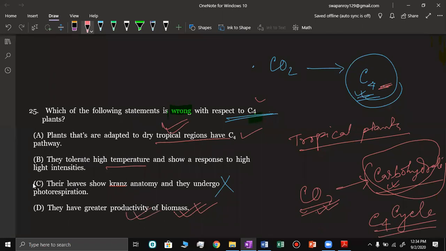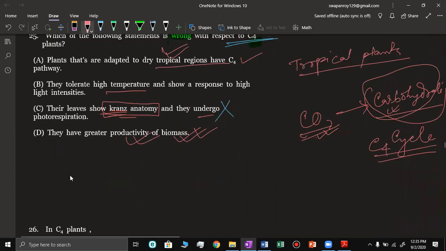The statement that their leaf shows Kranz anatomy is true. In C4 plants, we find Kranz anatomy, a special type of anatomy in the leaves. But that they undergo photorespiration is wrong. In C3 plants photorespiration occurs, but in C4 plants, photorespiration is nil.